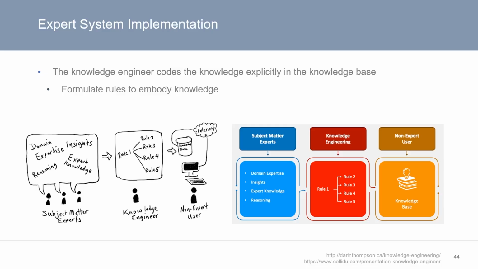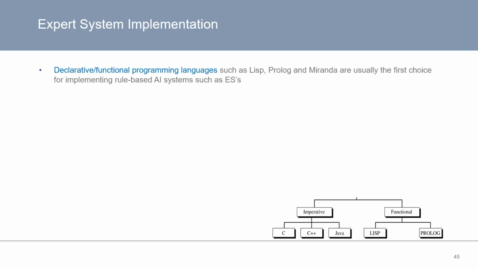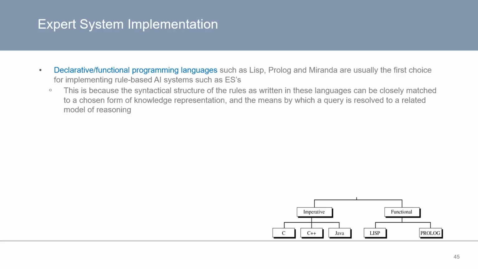Now that we've acquired and formalized our knowledge, it's time to implement our expert system. This is where the knowledge engineer or programmer codes the knowledge explicitly into the knowledge base, formulating rules to embody knowledge. Implementation of an expert system can rely on declarative or functional programming languages such as Lisp, Prolog, and Miranda, which were often first choices for implementing rule-based AI systems like expert systems. This is because the syntactical structure of the rules, as written in these languages, can be closely matched to a chosen form of knowledge representation, and the means by which a query is resolved to a related model of reasoning.